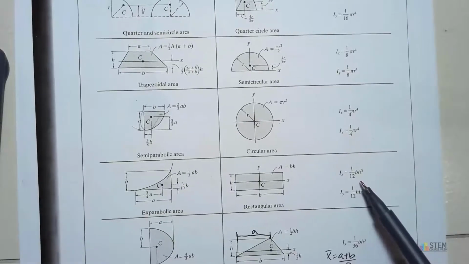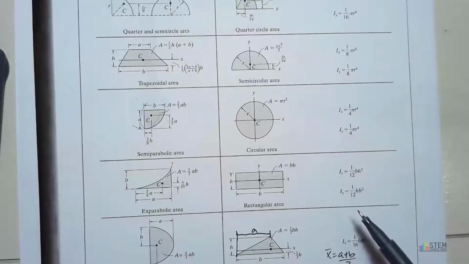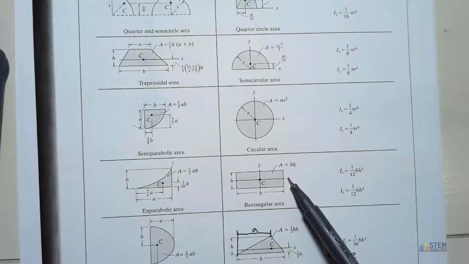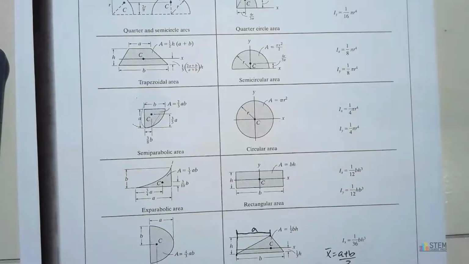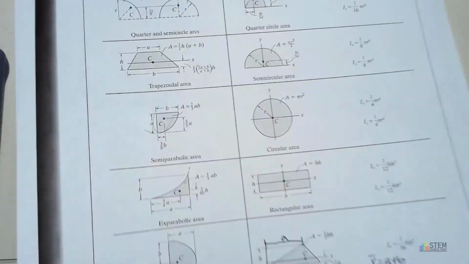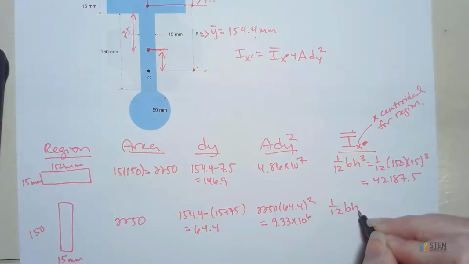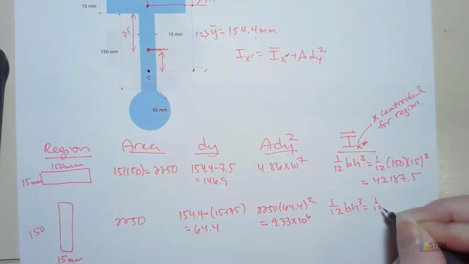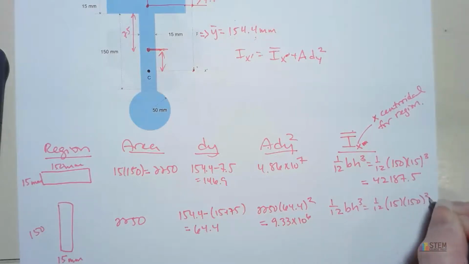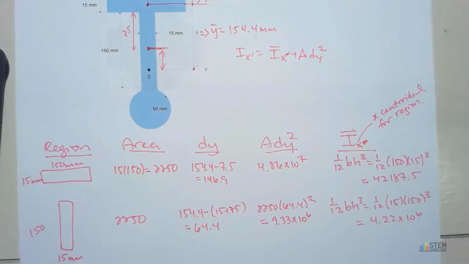So now, come back over here, and here's our equation. We're going to have 1/12 base times height cubed again, because that's the x-axis. There's our equation for the moment of inertia going about that x-axis. So let's write that down, plug in our numbers. We'll have 1/12. Now our base is 15, height is 150, cube that. You end up with 4.22 times 10 to the 6th. So now we got that.